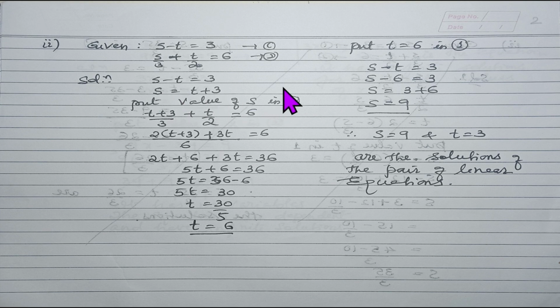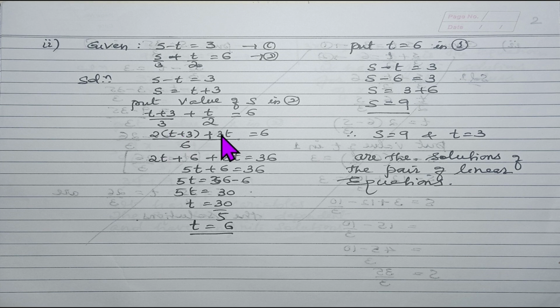Put the value of s in equation number 2, that is s by 3 plus t by 2 equal to 6. Put t plus 3 here, so (t plus 3) by 3 plus t by 2 is equal to 6. That means I have put the value of s here, and I have got (t plus 3) by 3 plus t by 2 is equal to 6. Now you will find here that the LCM is 6, so I have to multiply t plus 3 by 2, because 3 twos are 6 and 2 threes are 6, therefore 3t here.